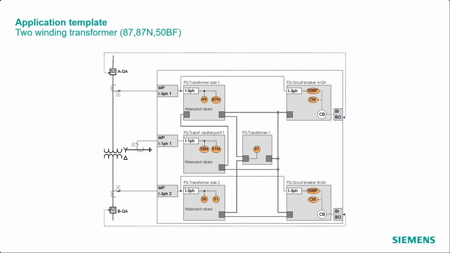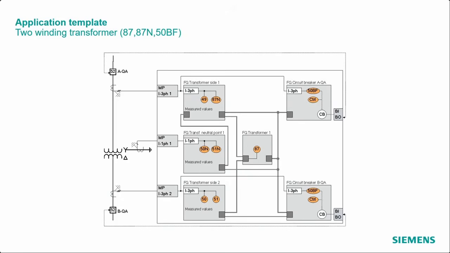And you see the function group transformer neutral point has an input for a single current measuring point, so that means it is connected to this current transformer in the neutral point, and we have instantiated two single-phase overcurrent functionalities in the neutral point, as an additional protection for the neutral point in the end.